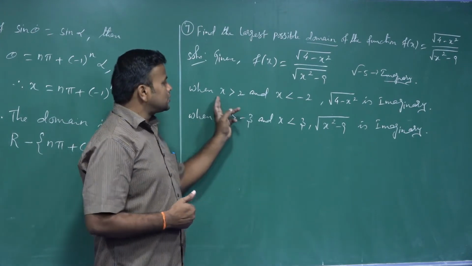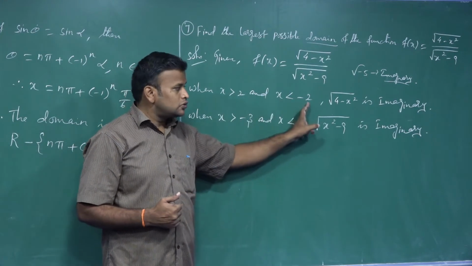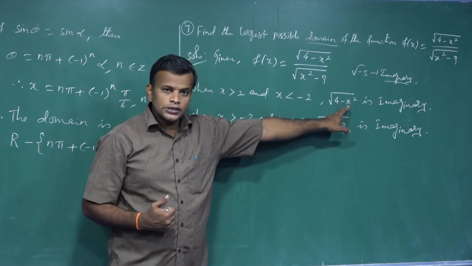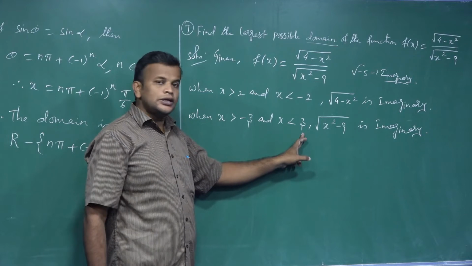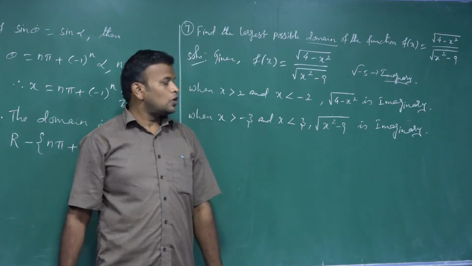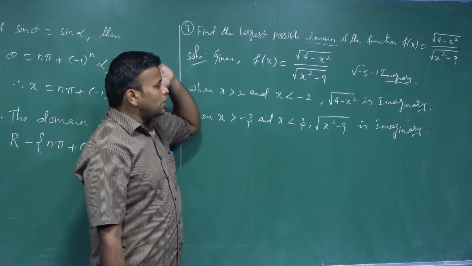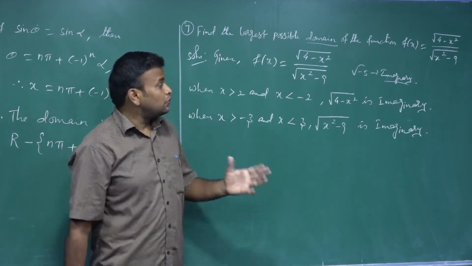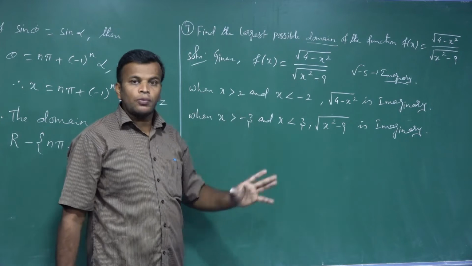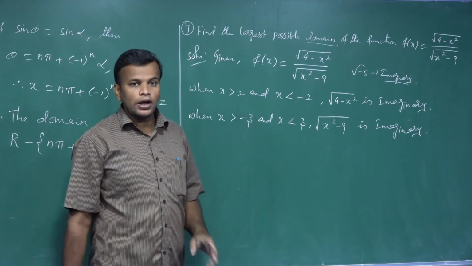But we see here that when x is greater than 0 and x is less than minus 2, the numerator is imaginary. When x is greater than minus 3 and less than 3, the denominator is also imaginary. So if the function has imaginary values, we can't draw it. That means it has no domain among the given real values.